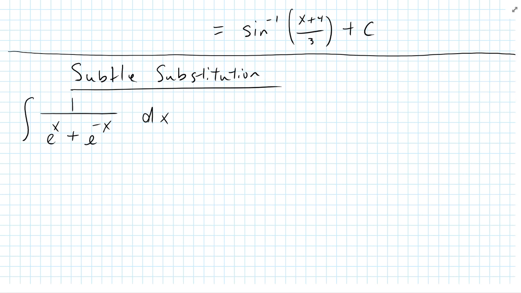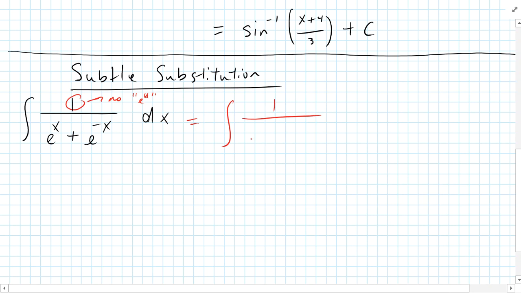My problem is on this, you'll notice there's only a 1 up here. There are no e to the u's up there. And we know that the derivative of e to the x is e to the x, and e to the u is e to the u. So if I don't have anything in the numerator, that means I have a problem. All right, so let's rewrite this thing. We're going to write it as the integral of 1 over e to the x plus 1 over e to the x dx. And we're going to play with the algebra.